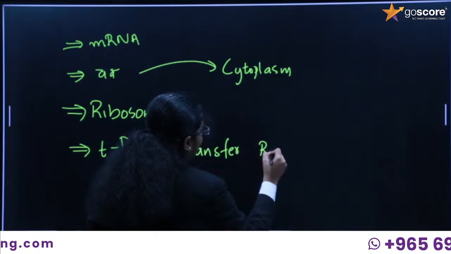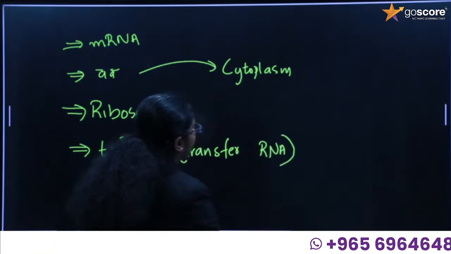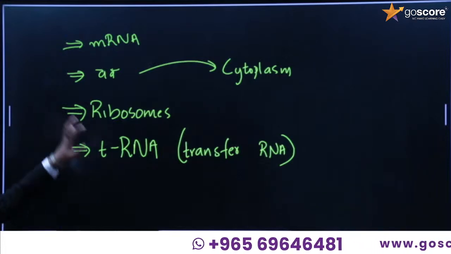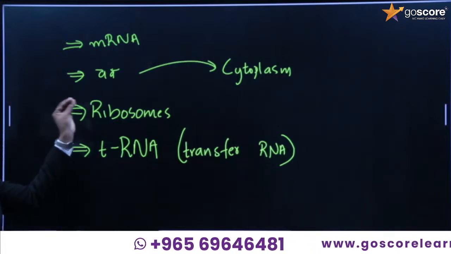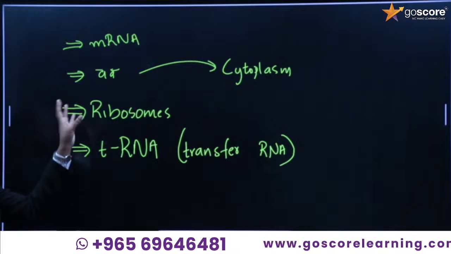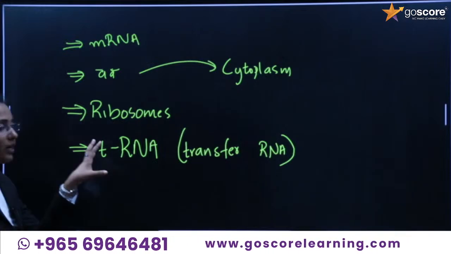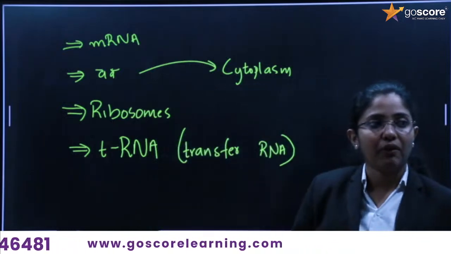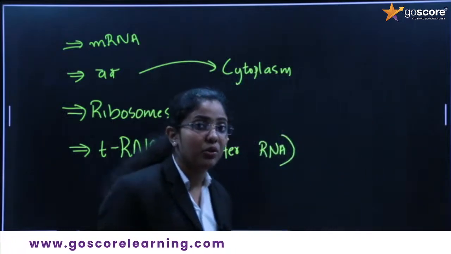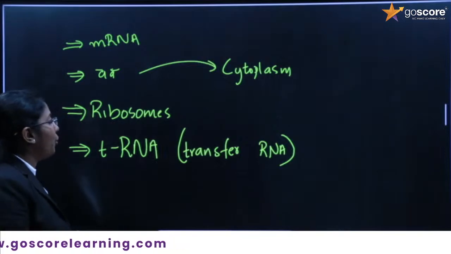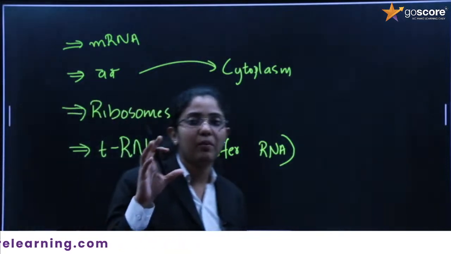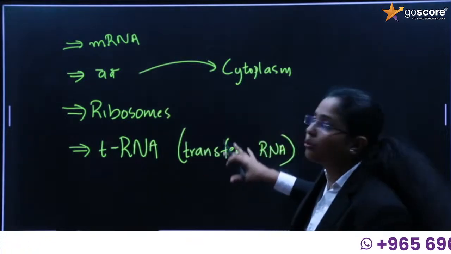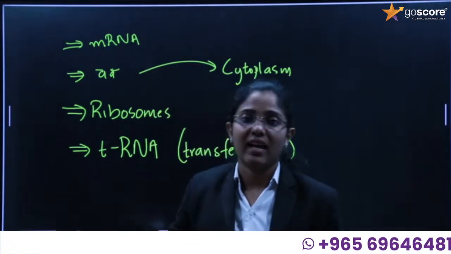Okay, transfer RNA. These are the essential components for the process of translation. mRNA is needed. The mRNA codes for amino acids. The amino acid pool is there inside the cytoplasm, so we have to understand about amino acids. Amino acids are required. Who is taking amino acids from the amino acid pool towards the mRNA? tRNA. So we will call the tRNA transfer RNA.